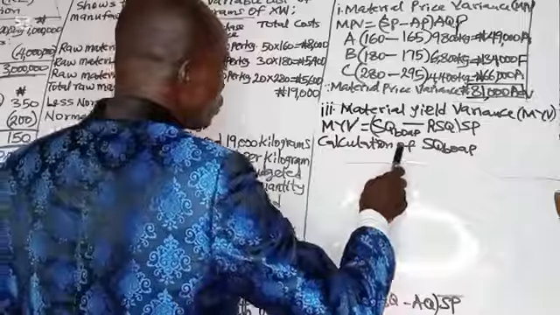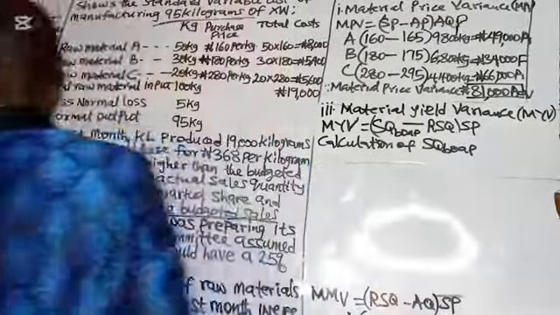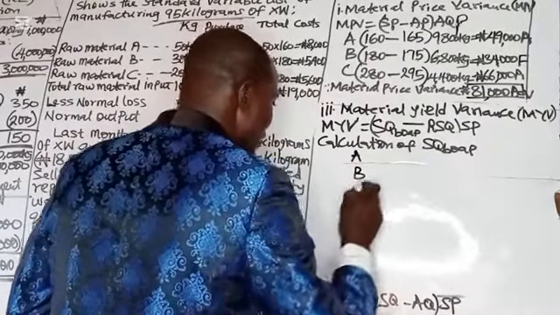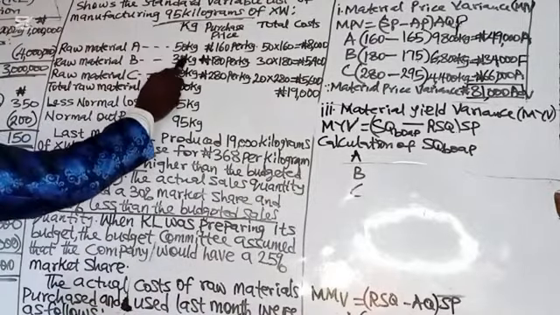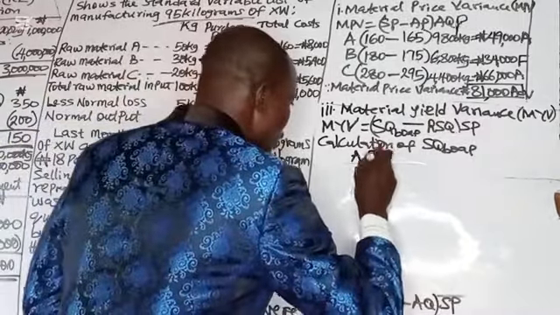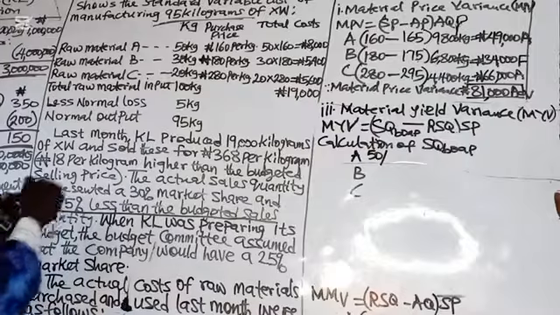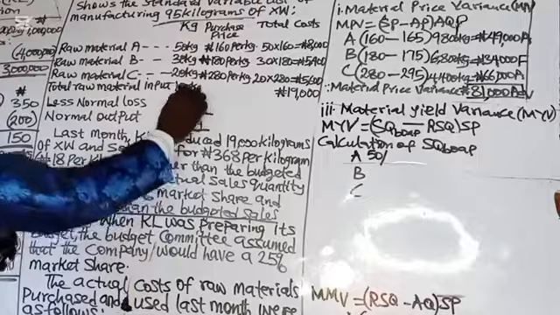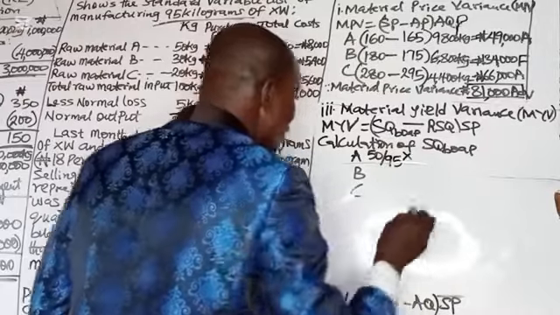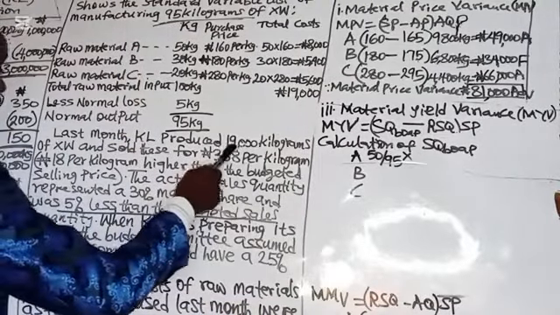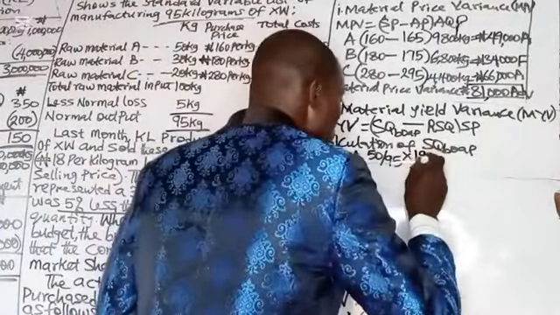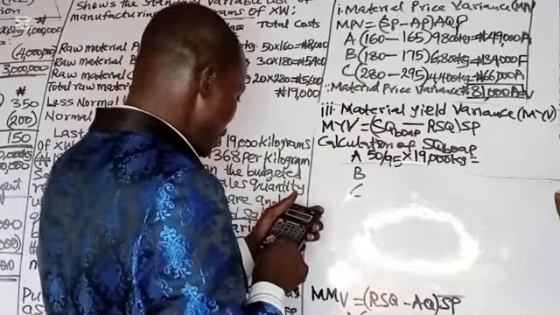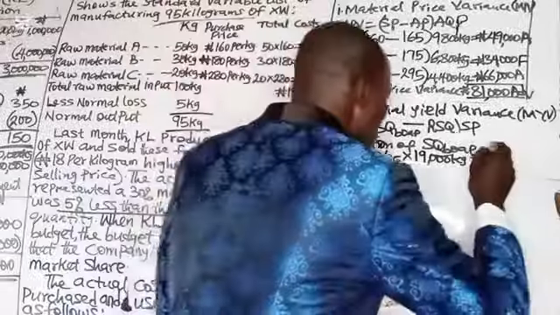So we allow for normal loss when calculating the standard quantity based on actual production. Now, you were given three materials, A, B, and C: 50, 30, 20. What is the output achieved after losses have been allowed? We have 95 kilograms. So we use over 95, not over 100. Over 95 times what is the actual production? Last month, KL produced 19,000 kilograms. So 50 divided by 95 times 19,000. That gives us 10,000 kg.